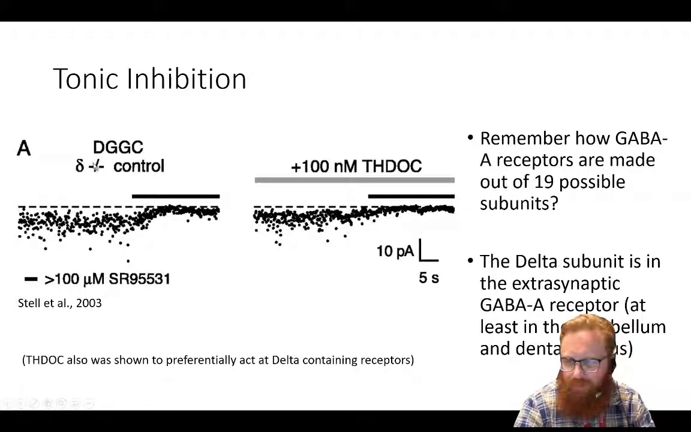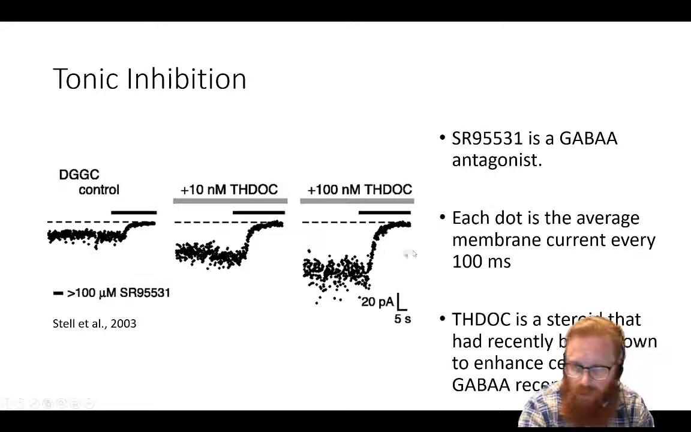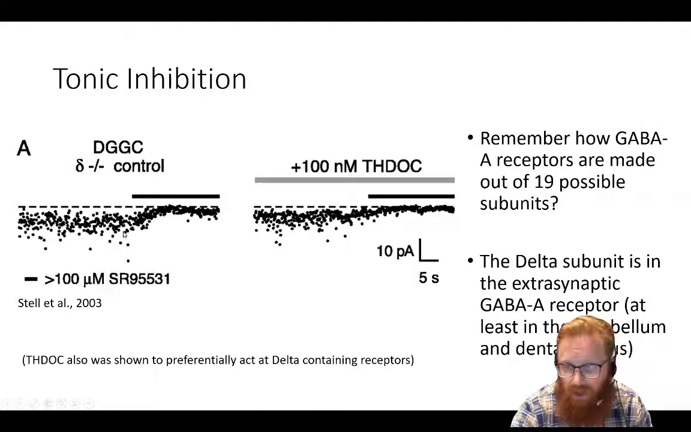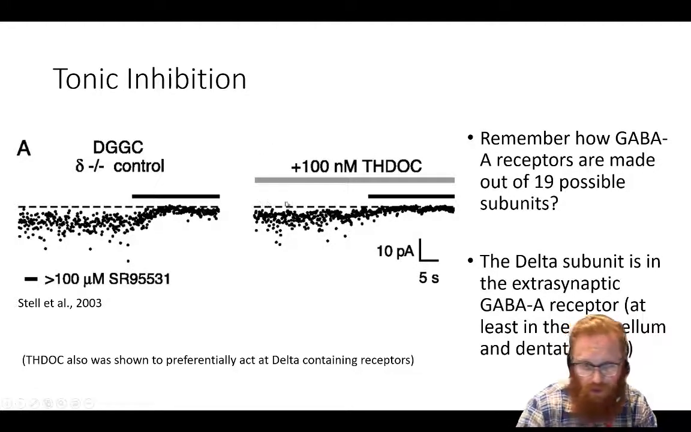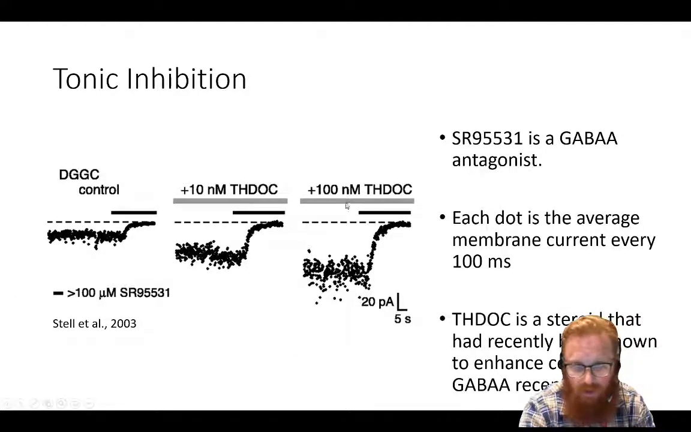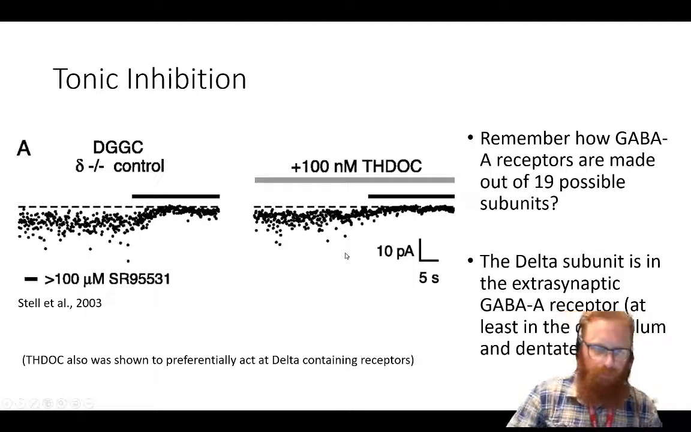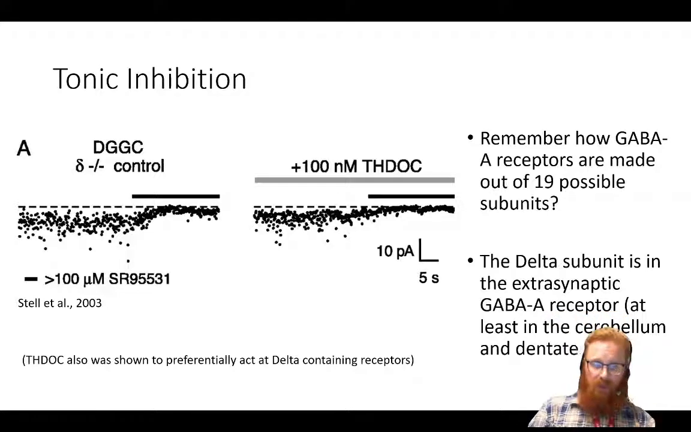So they've got a mouse that's lacking the delta subunit, and when they apply gabazine, you still see that there is a small change in the tonic current. But if we look at the scale, it's a couple of picoamps, while if we go back here, it used to be about 20 picoamps. So we've massively reduced it, and the effect of THDOC is now nothing, right? So before, when we used 100 nanomolar THDOC, we had 40, 50 picoamps. So at least in the cerebellum and the dentate gyrus, it is these delta containing GABAA receptors that mediate the tonic inhibition, or the vast majority of it.